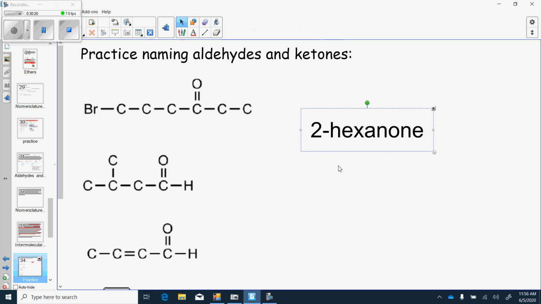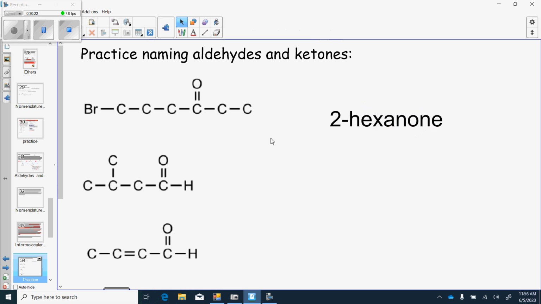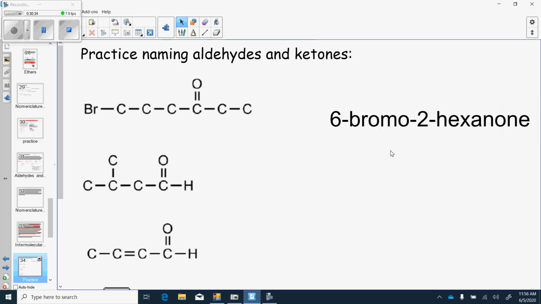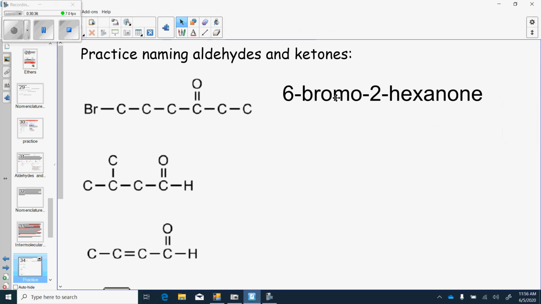So 2-hexanone. But there might be branches, and in this case there's a halogen branch here, but it's on the 6th carbon, okay? So 6-bromo-2-hexanone, a ketone. Here we have our functional group again. This time, look, it's on an H. This is on the last carbon. So this is going to be an aldehyde, okay?